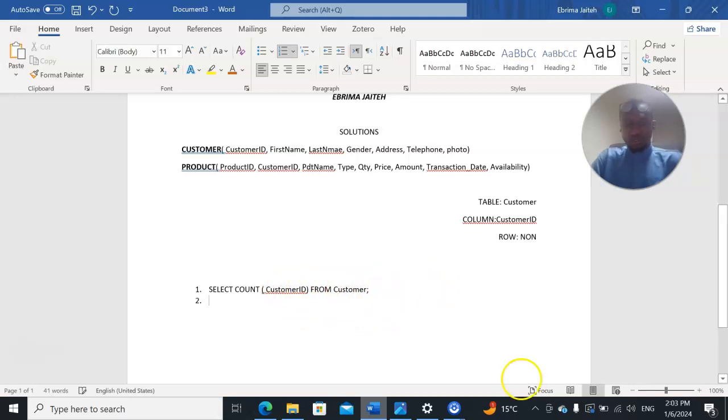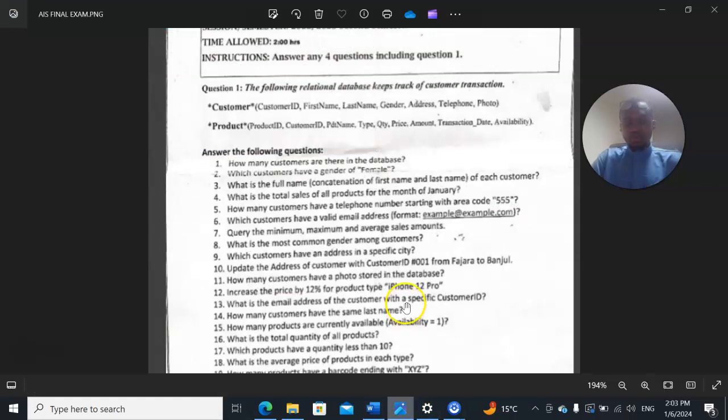So let's look at question number two. Which customers have a gender of female? Which customers have a gender of female? So basically, when we look at this, we are trying to identify which customers have the gender called female. That's what we want to find. Customers that are female. That's what we want to identify here.